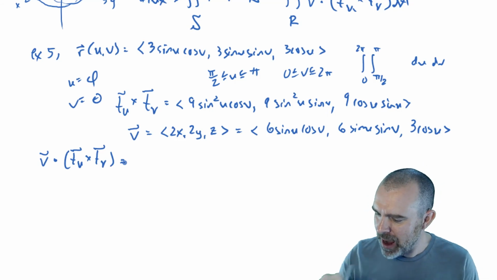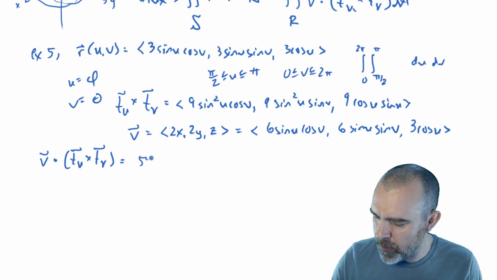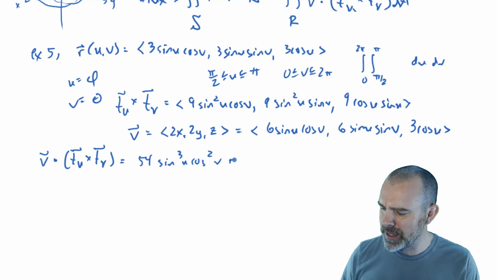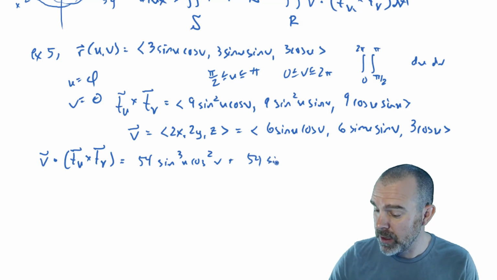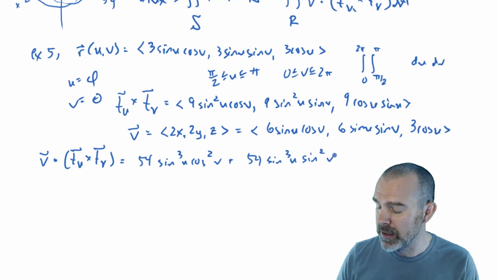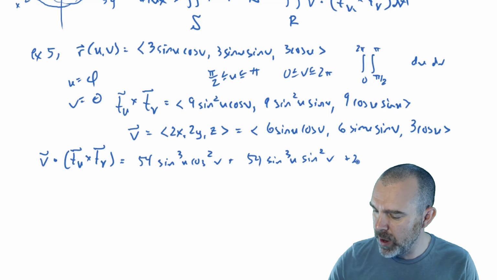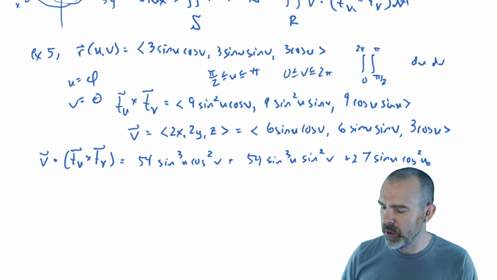Okay, so the dot product with the x is 54 sine cubed u cosine squared v. Hopefully we'll be able to factor some stuff out here. 54, okay, that's good, sine cubed u sine squared v. Okay, excellent, that's actually really good. Plus 27 sine u cosine squared u. Okay, well this is great.